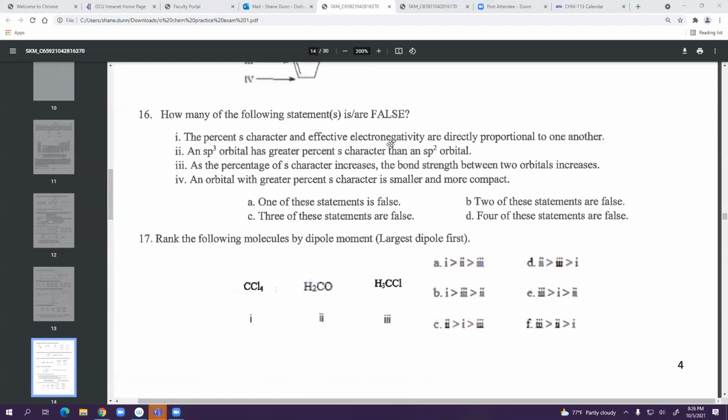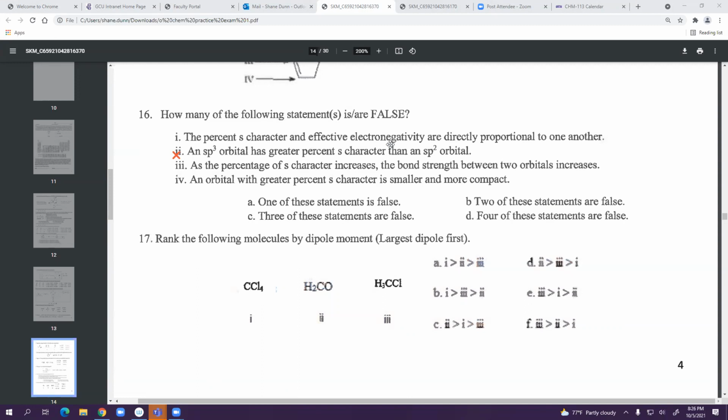An sp3 orbital has greater percent S characteristic than sp2. False. Why? Because sp3 is 25%, sp2 is 33%. Sp3 has 4 parts, and 1 part of the 4 is S. sp2 has 3 parts, and 1 part is S. So 1/4 to 1/3, 1/3 is bigger. Make sense?